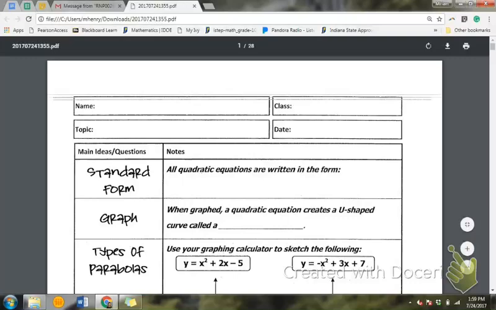Okay, so this is starting Unit 2. This is going to be Lesson 2.1. So you can put that in the topic, 2.1, Graphing Quadratics. Does anybody know what the word quadratic means?